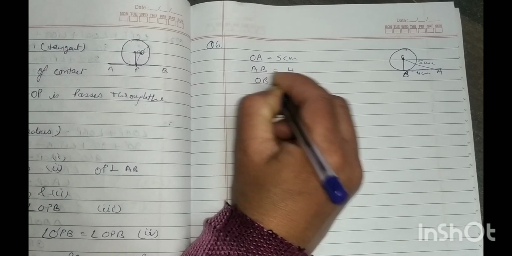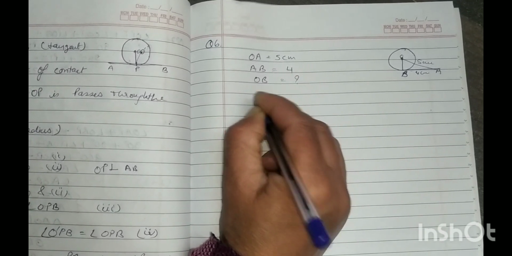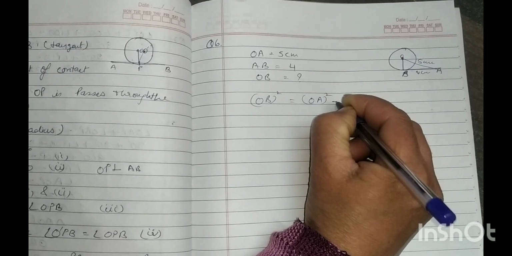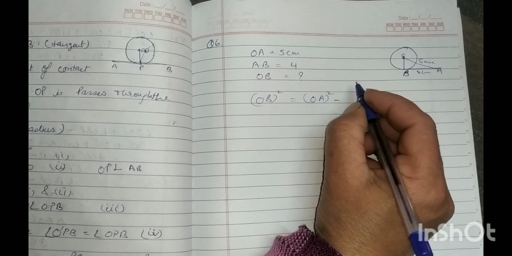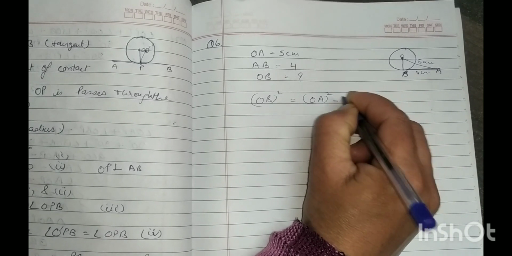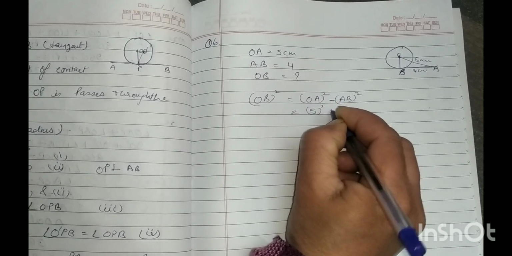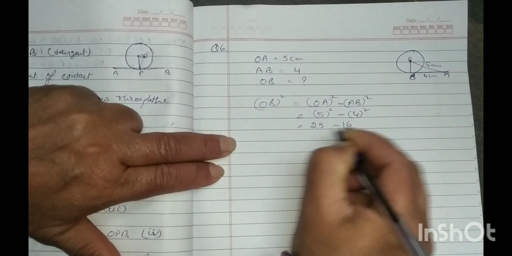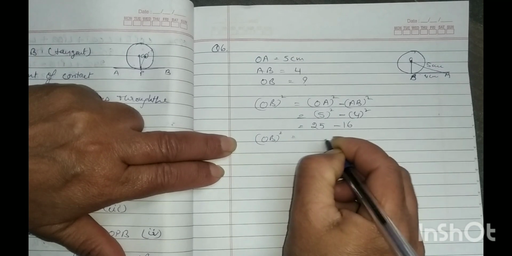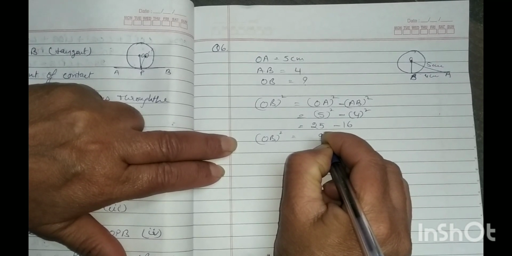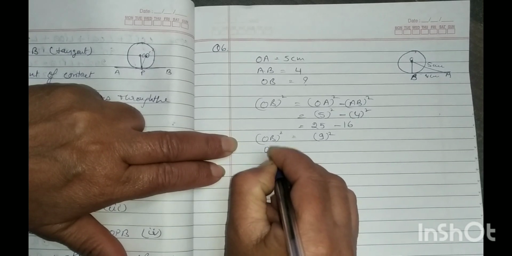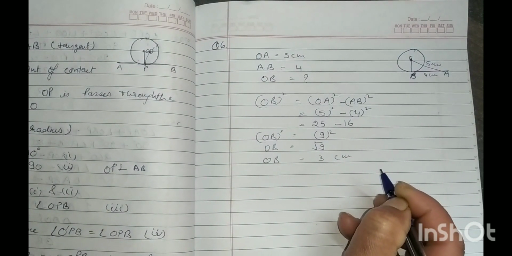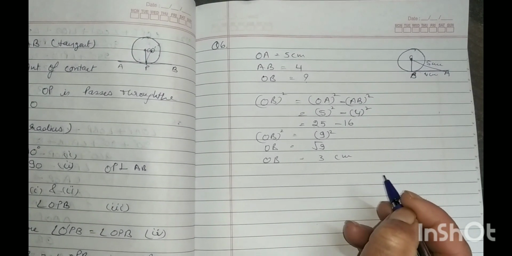Find the radius OB. So OB square equals OA square minus AB square, that equals 5 square minus 4 square, that equals 25 minus 16. So OB square equals 9. So OB equals under root 9, OB equals 3 centimeter. So the radius is 3 centimeter. Question number 7.